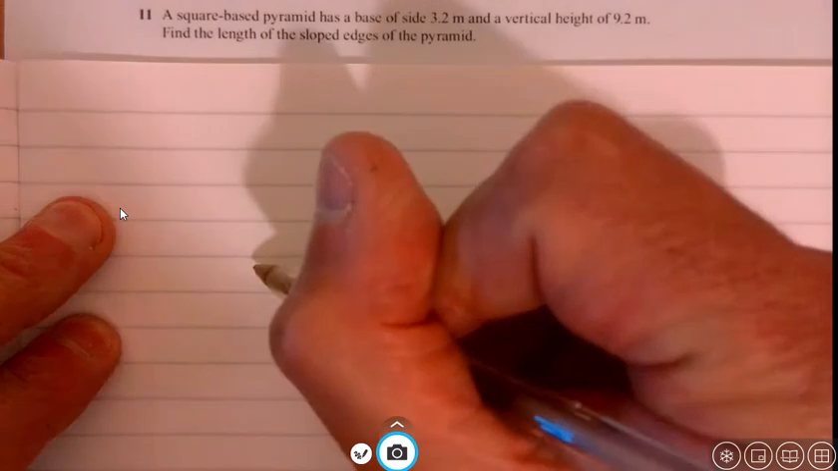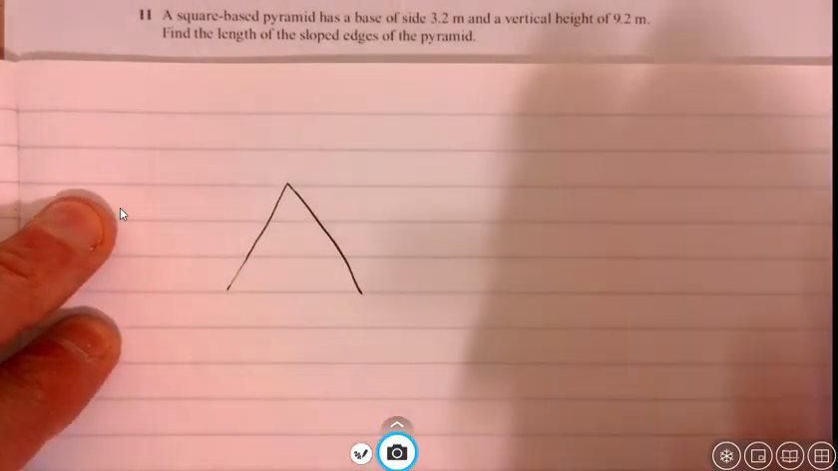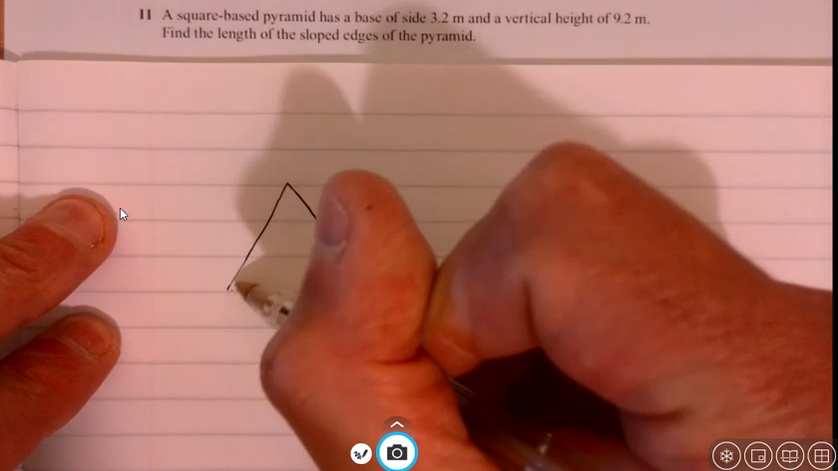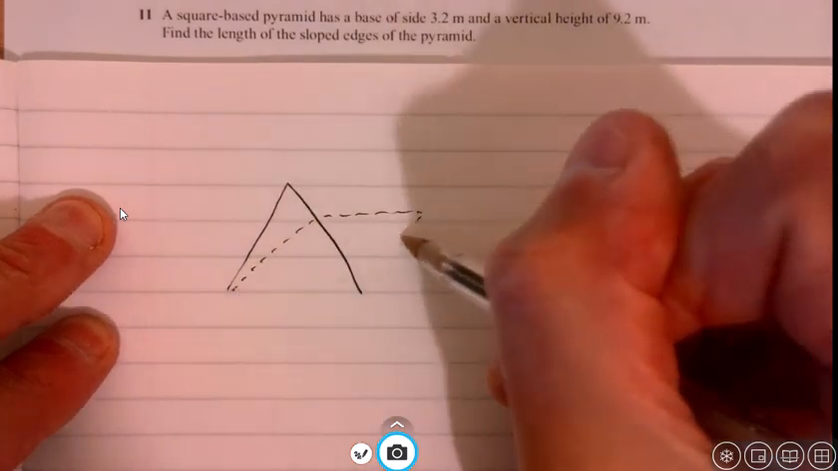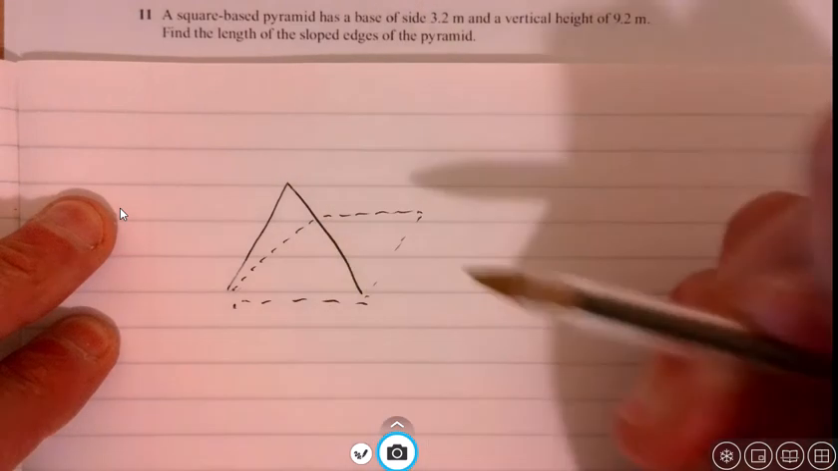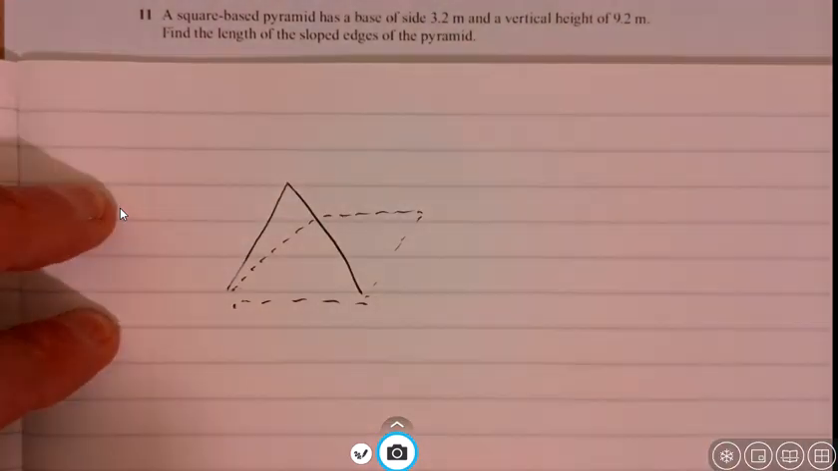So if I imagine looking at it from the side, I've got a little triangle, and I'm going to do the base. I wouldn't really be able to see the base very well, would I? Because it's a square base. I'm just trying to appreciate what's actually there, and I can imagine the other sides there as well. Okay, what am I told?